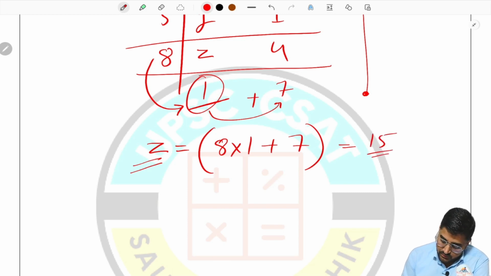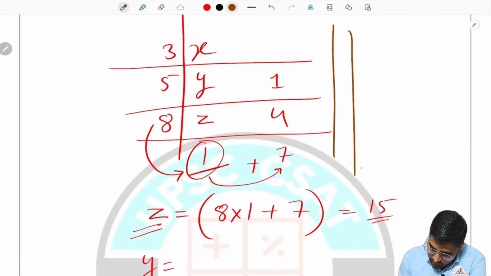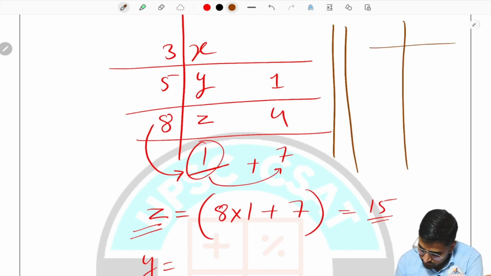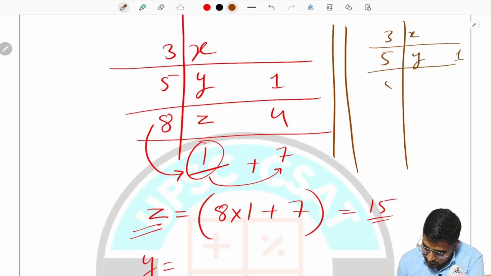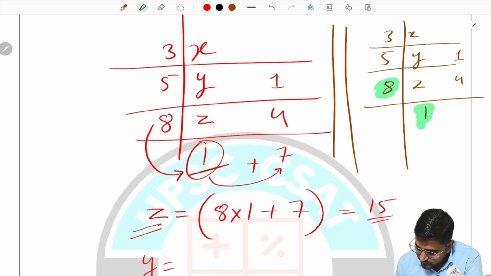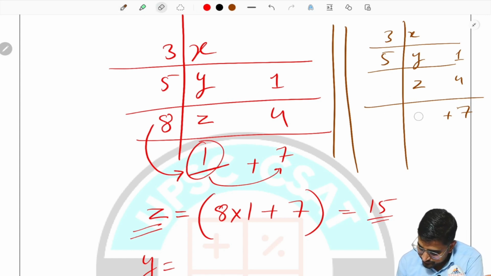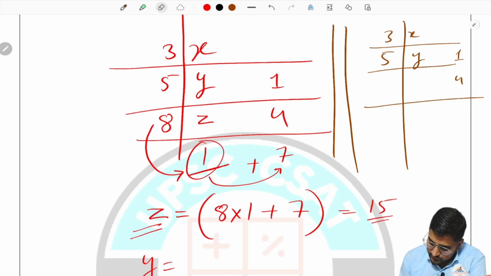Now let us try to calculate the value of y. For the time being, I am marking for your convenience 3x, 5y, 8z, and here it is 1. What did we do? We multiplied this with this and added the remainder. The remainder was 7. Now we get the value of z, and the value of z is 15.